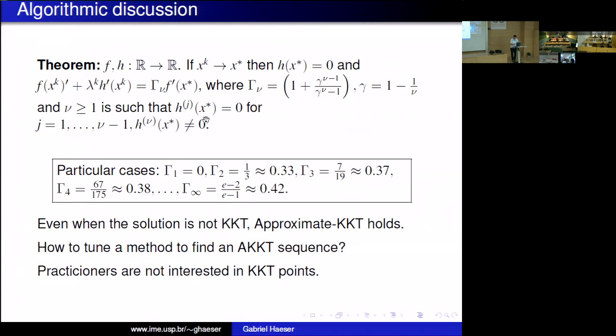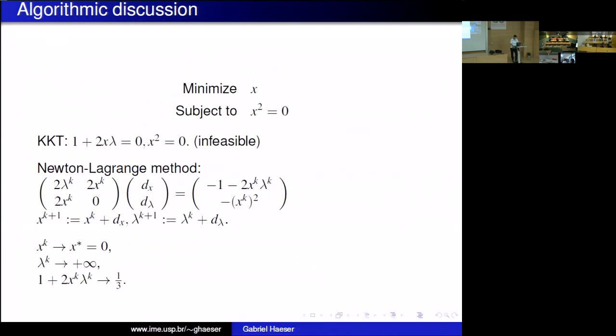The difficulty here is that the KKT condition does not hold because linear independence does not hold at the solution. The solution is 0, and if I compute the derivative, it is 0. So it's not a linearly independent vector. So, for one variable and one constraint, this is the only difficulty. The derivative is 0.